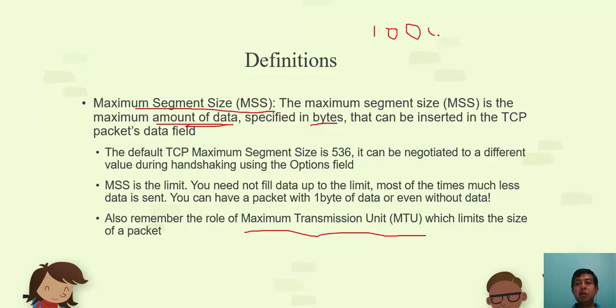Now you may have a case where your maximum segment size is 1000. That means you can place 1000 bytes of data in your packet, and if your maximum transmission unit is say only 500 bytes, in that case you cannot use this maximum segment size, because the maximum size of a frame that can be actually transmitted in the data link layer is 500 bytes. So even if MSS is 1000 bytes, you have to follow the limitations of MTU.